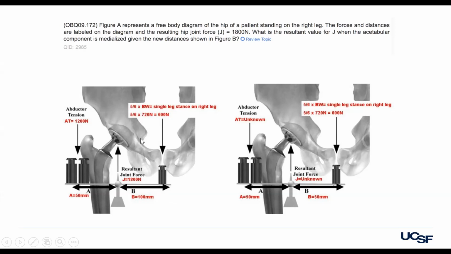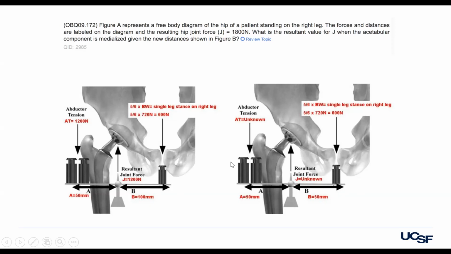So basically you have 600-pound body weight force, 1,800 joint reactive force if your center of rotation is 100 away from the body weight and 50 away from the adductor pull. What happens if you move this center of mass 50? So now you're equal, right? So it's the same 650 away. What's your abductor pull here and what's your resultant joint reactive force?